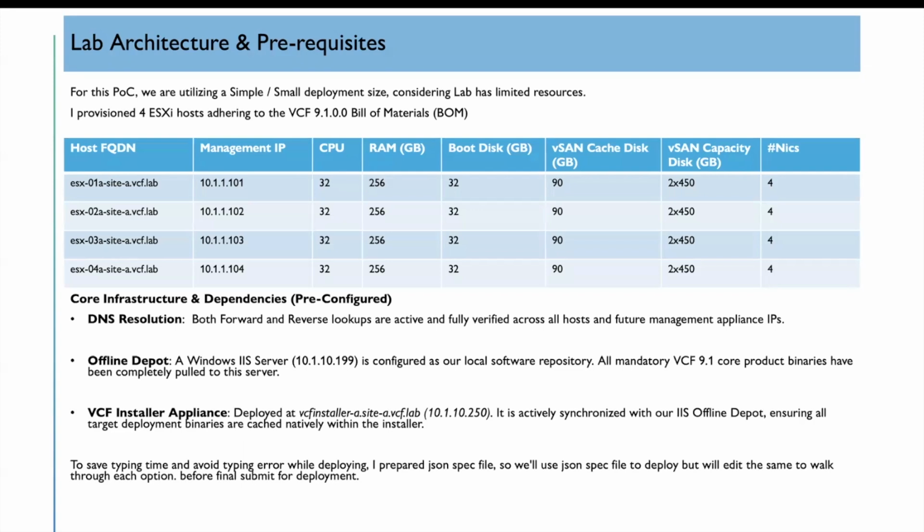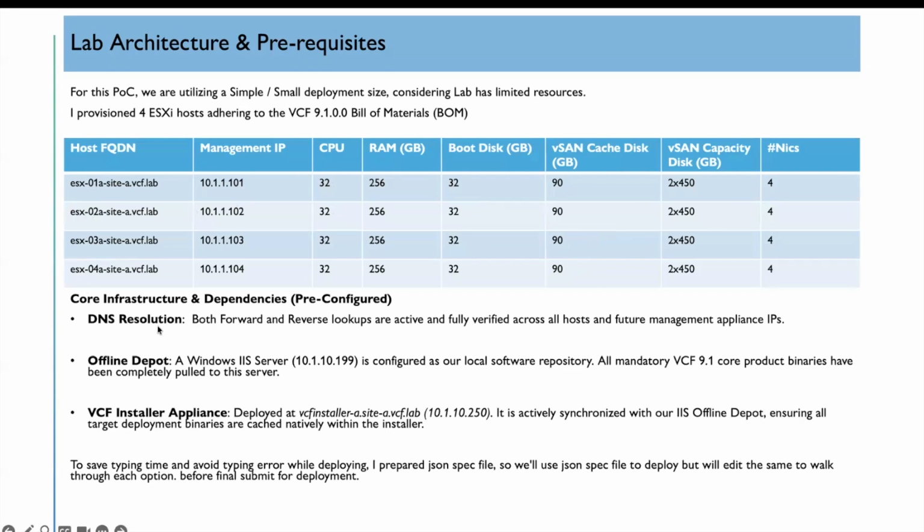The assumption is, as this is a lab POC, I'm just going to deploy it as a simple and small deployment so that it can be deployed within limited resources. I provisioned 4 ESXi servers as per the bill of materials. These are just the 4 names I used, and the resource allocation is something like that. This is a small lab, so I just gave what was minimum needed to get the deployment completed.